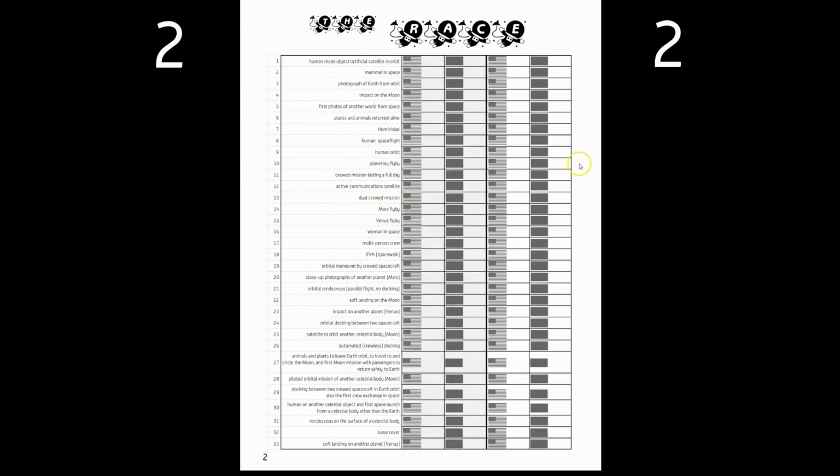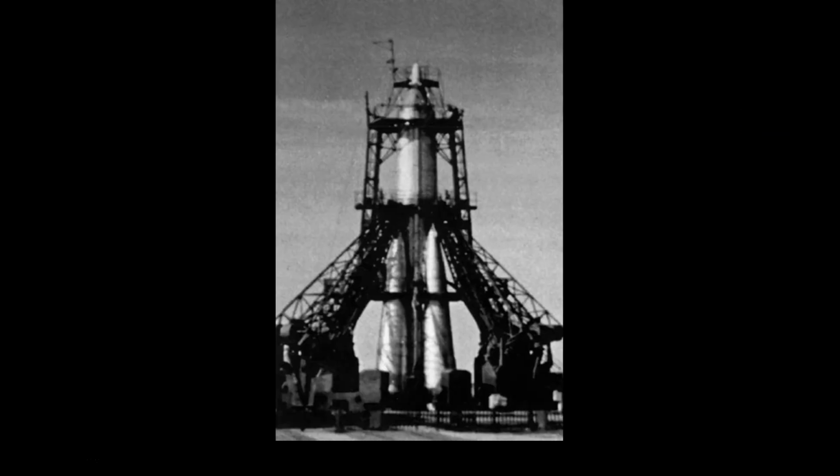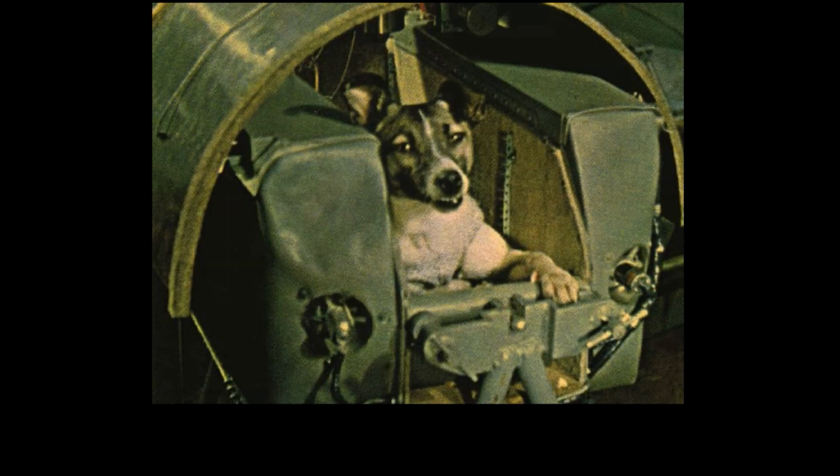So the first mammal in space also goes to the Soviets. We have these footage or these images coming to the United States from the Soviet Union, really showing their prowess technologically. They put the first thing into orbit. They have the first mammal in orbit. It's quite unsettling to the folks in the United States. So there's Laika.